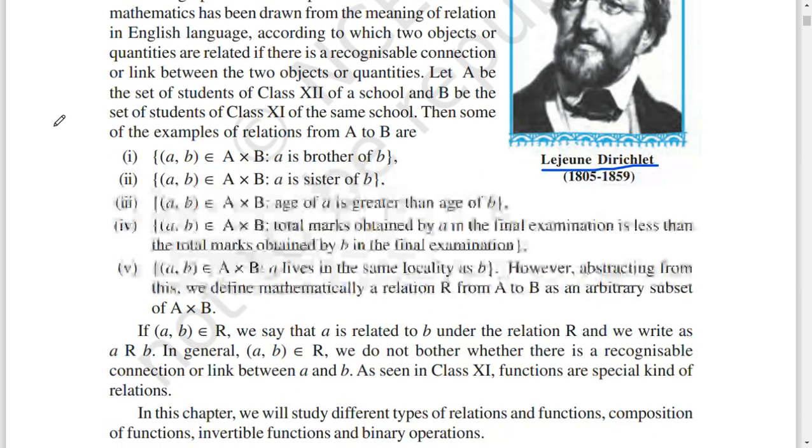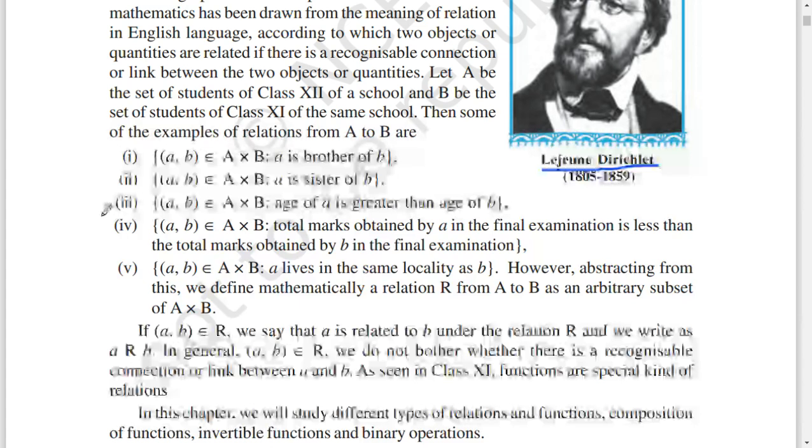Let A be the set of students of class 12 of a school and B be the set of students of class 11 of the same school. Then some examples of relations from A to B are: 1. (a, b) belongs to A × B, a is brother of b. 2. (a, b) belongs to A × B, a is sister of b.